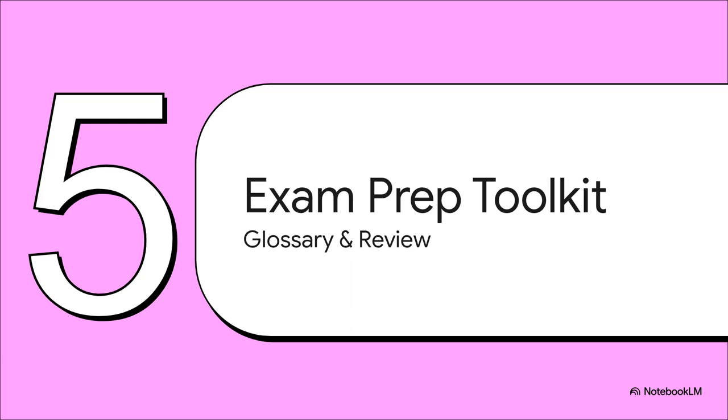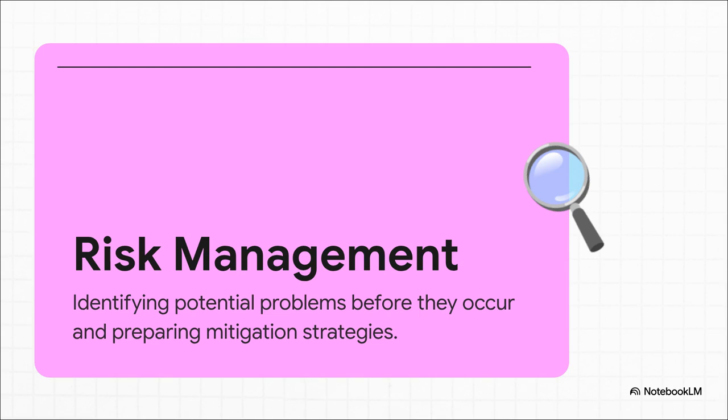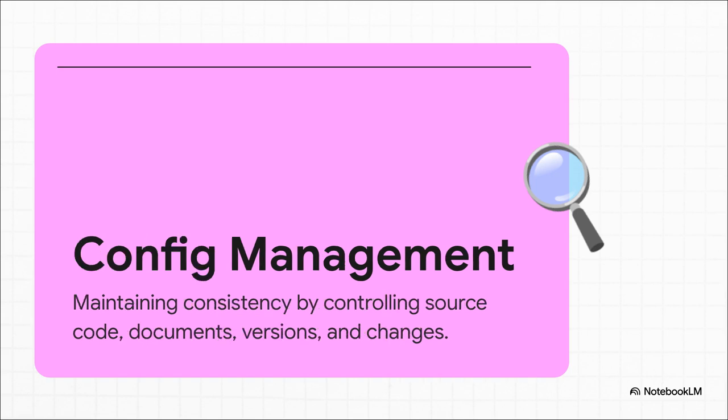Finally, let's head into Section 5, Glossary and Exam Prep. All right, time to open up the toolkit and lock in some highly testable definitions for your notes. First up, risk management. Simply put, this is the process of identifying potential problems, whether that's a blown schedule, crazy tech hurdles, or running out of money, identifying them long before they occur and preparing clear mitigation strategies to reduce the impact. Another absolutely crucial term is configuration management. This is all about maintaining pure consistency by strictly controlling your source code, your documents, and organizing all the countless different versions and changes your team makes over time.